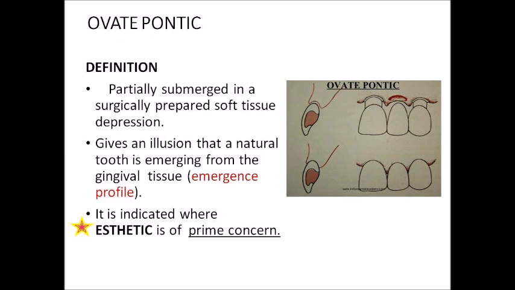One of the most aesthetic designs is the ovate pontic. These are partially submerged in a surgically prepared soft tissue depression. That is, it can be used in cases with recent extraction history. When there is an extraction of an anterior tooth, the site can be prepared so as to accommodate a pontic, and this gives an illusion that the pontic is emerging from the gingival tissue. That is, it will have a good emergence profile. The residual ridge will look as if it has a depression in the center.